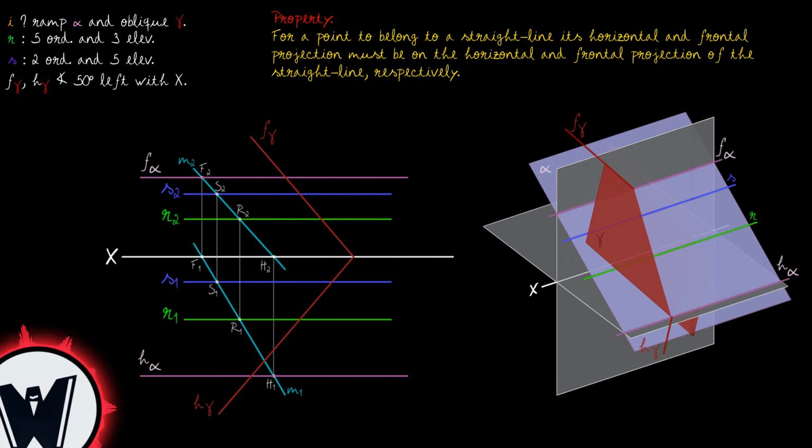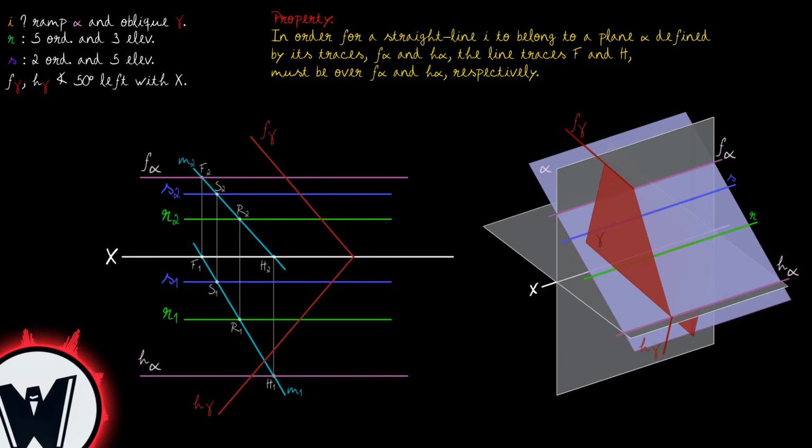This line belongs simultaneously to both planes, remembering that for a line to belong to a plane defined by its traces, it must have the line traces over the respective plane traces. So, the frontal projection of trace point F of the straight line I must be simultaneously over the frontal plane traces, F of alpha and F of gamma, and there's only one possibility for this to happen, on the intersection of the two planes' frontal traces.